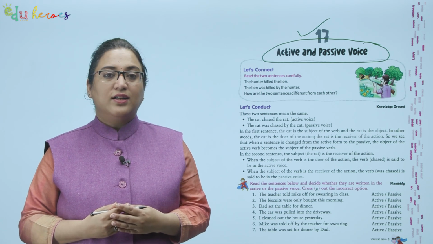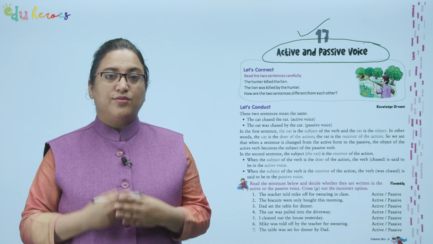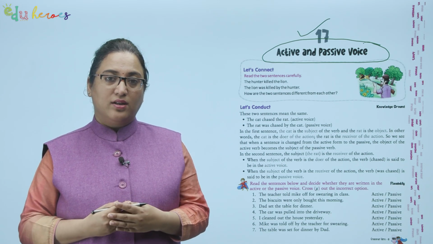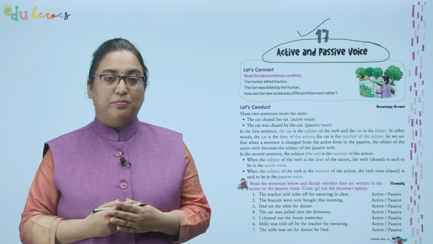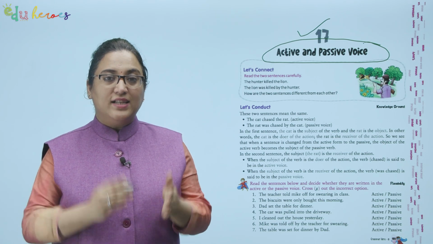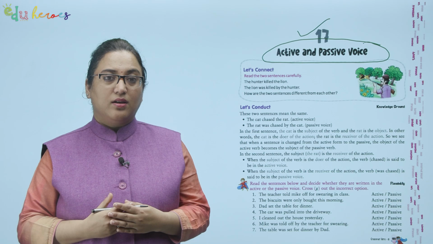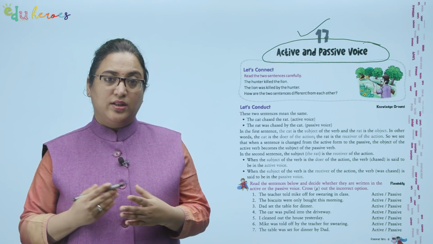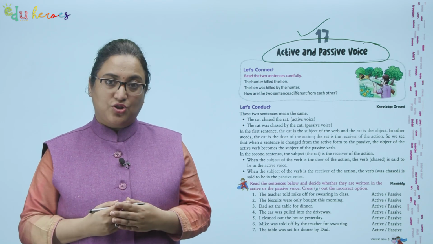These are: the cat chased the rat. This is an active voice. The rat was chased by the cat. This is a passive voice. Let's understand what these active and passive voices are. In the first sentence, the cat is the subject of the verb and the rat is the object. In other words, the cat is the doer of the action. The cat is doing the action of chasing. The rat is the receiver of the action.